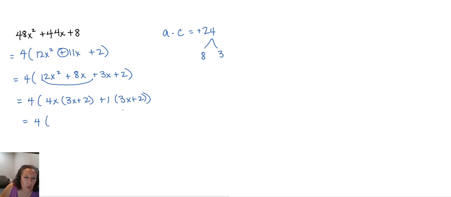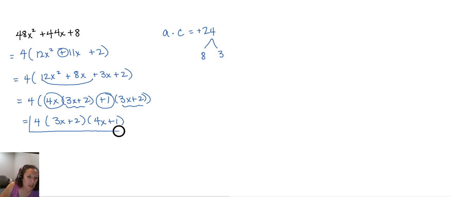But we have 3x plus 2 in both terms, so we're going to factor that out, and we're left with now 4x plus 1. Double check, make sure you don't have any common factors here. If you do, something's wrong or you didn't get your GCF out at the beginning. Does not matter what order you write these in, as long as you have a 4, a 3x plus 2, and a 4x plus 1.